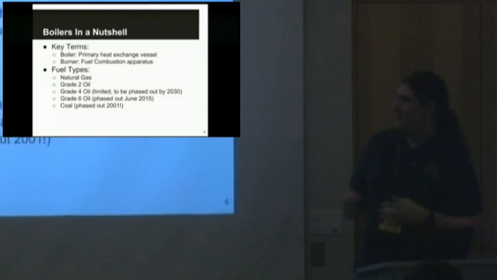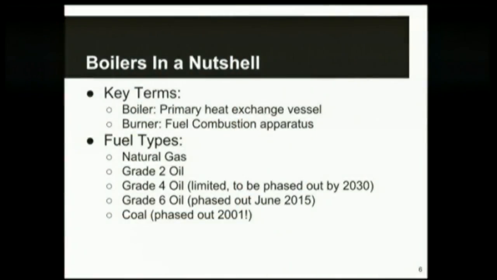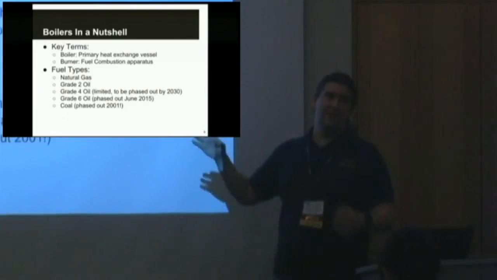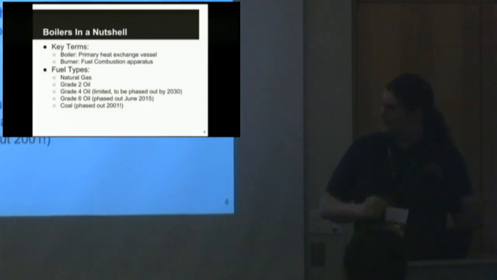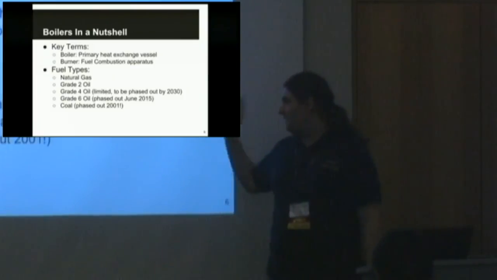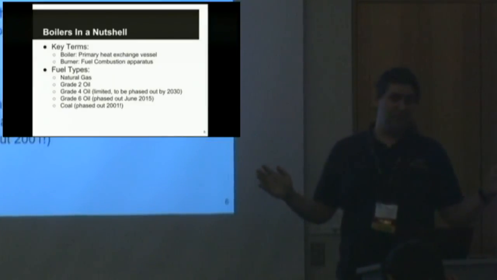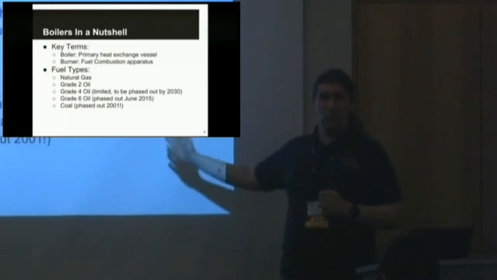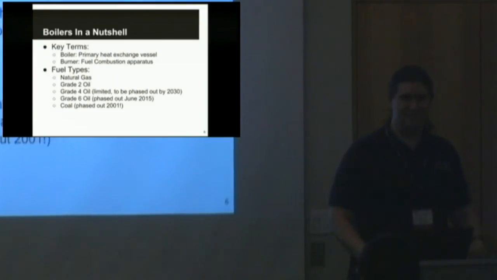Now in this city, we have 2 primary fuel types. We have natural gas and we have, they call it 2-oil, which is a very refined fuel oil. There is still what's called grade 4 oil. Higher number is worse for the environment generally, so they're phasing that out by 2030. They just phased out the really bad stuff that my dad came home smelling like. It's called 6-oil. They just phased that out in June, so you could all breathe easier. And surprisingly enough, they phased coal out of school boilers in 2001. So, you know, we just marched into the 21st century there.